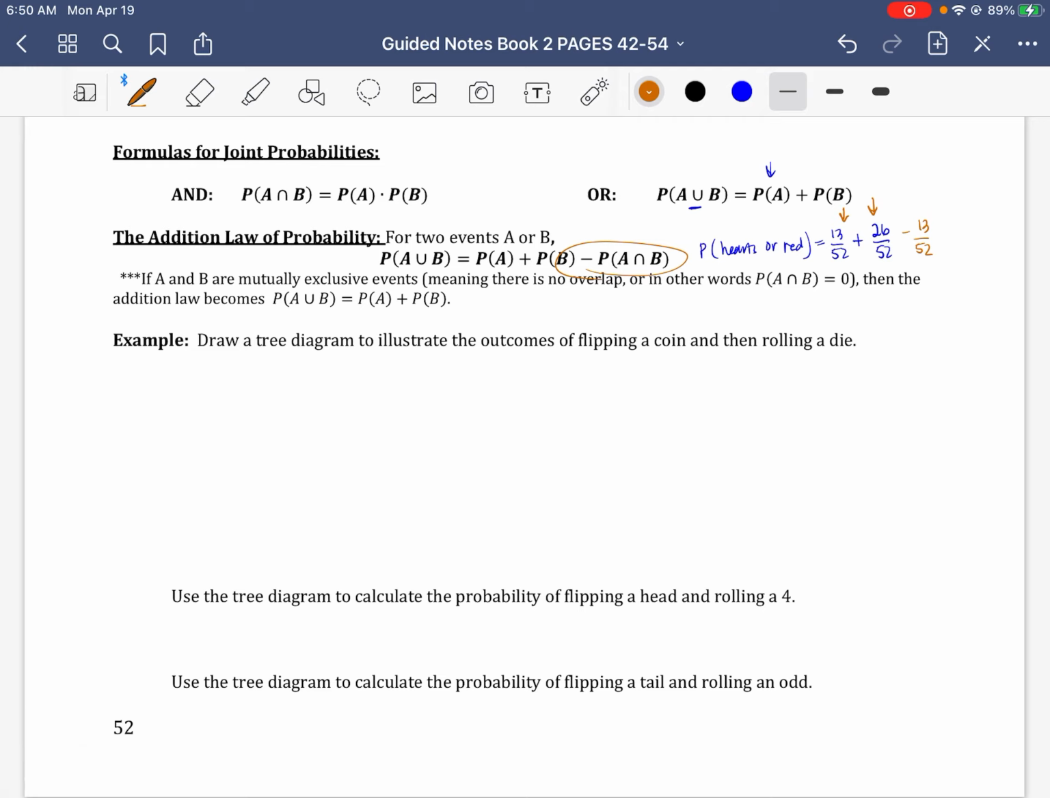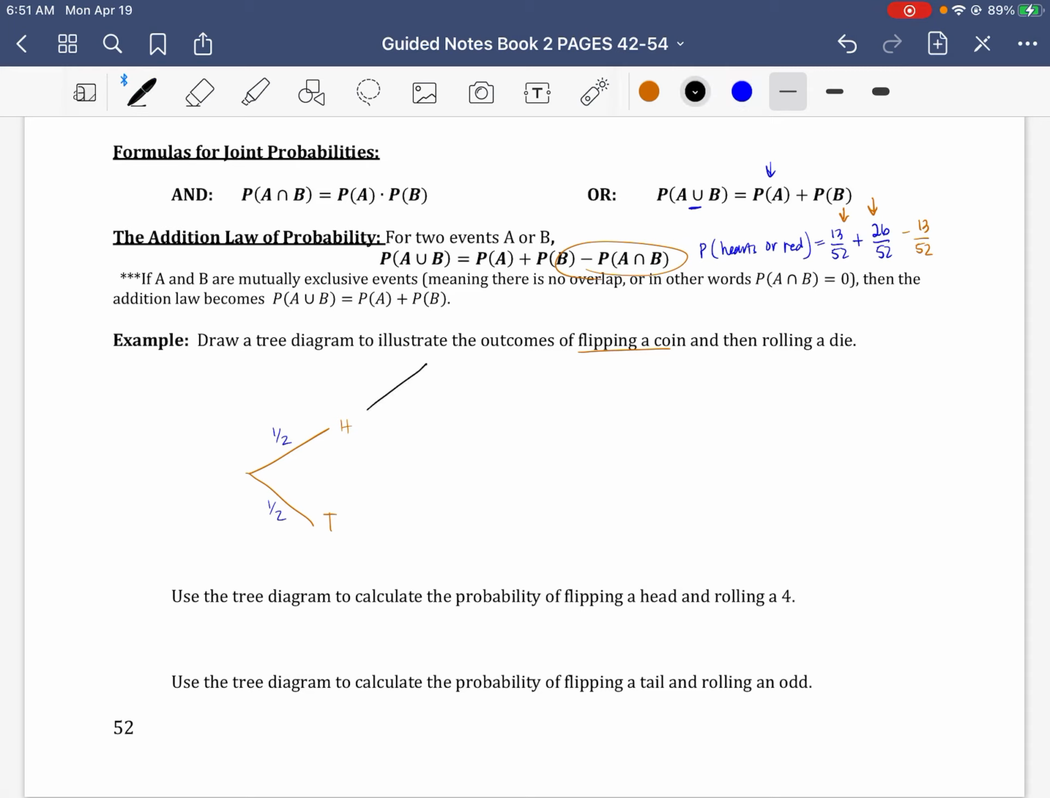So this example says, draw a tree diagram to illustrate the outcomes of flipping a coin, then rolling a die. If I'm flipping a coin, that's the first event. There are 2 sides on my coin. It's either heads or tails, so that's my first set of branches. The probability of getting heads would be 1/2. The probability of getting tails, 1/2.